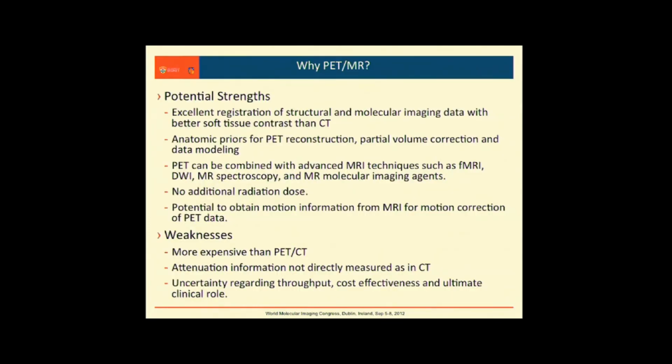So to summarize, replacing the CT of PET-CT with MR provides some potential strengths. We have potentially excellent registration of structural and molecular imaging data with better soft tissue contrast. We have anatomic priors that could be used in PET reconstruction or for partial volume correction or for data modeling. PET can be combined with other advanced MRI techniques such as fMRI, diffusion-weighted imaging, MR spectroscopy, and MR molecular imaging agents to do combined functional studies. There is no additional radiation dose from the MR, and there is the potential to obtain motion information from the MR for motion correction of the PET data.